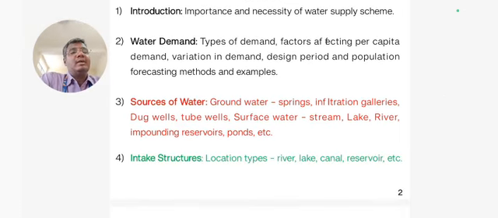Then we are going to discuss the intake structure, which is a structure used to store the water from the source. There are various types of intake structures: river intake, lake intake, canal intake and reservoir intake structures. All these things will be discussed in the slides. Let us see one by one.